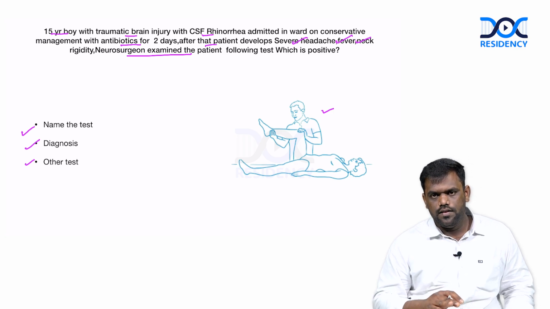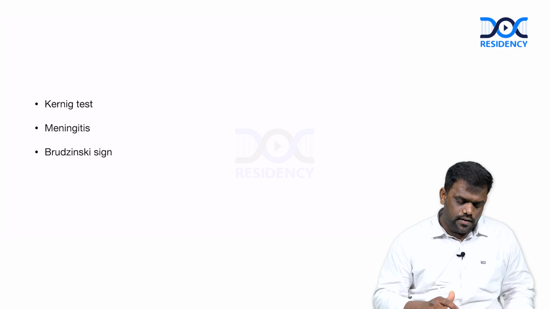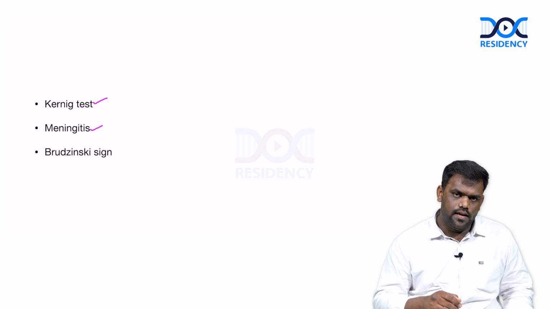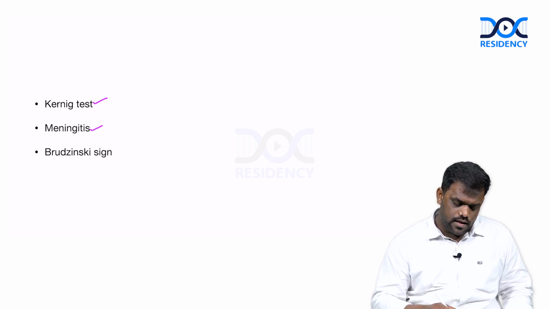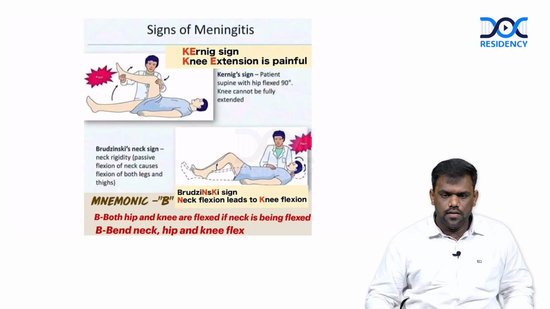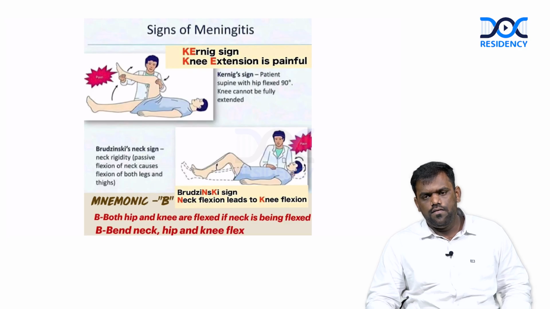These are some basic questions. The test he is doing is Kernig's test. The diagnosis is that the patient developed meningitis, post-traumatic meningitis. And the other sign to elicit meningitis is Brudzinski's sign. So these are the signs used for meningitis.